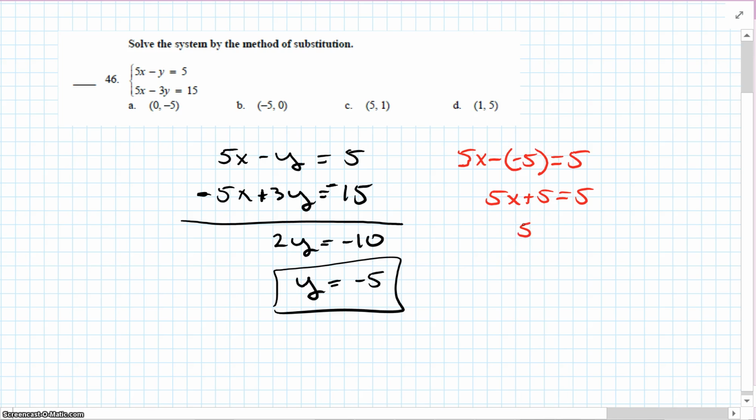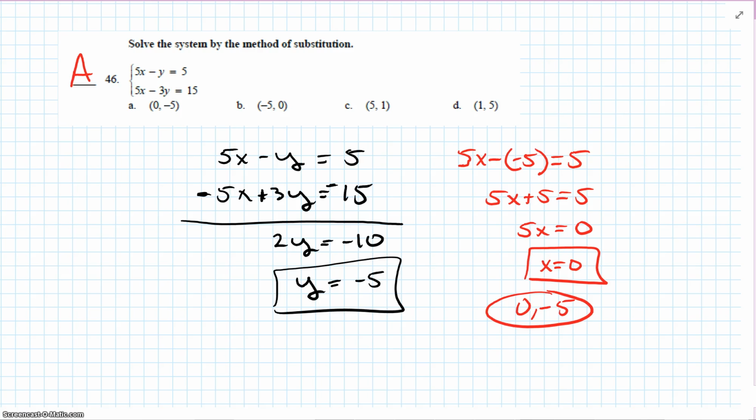Subtract 5 from each side. 5x equals 0. Divide each side by 5. X equals 0. So I'm looking for an ordered pair of (0, negative 5). So the answer should be A. Moving on.